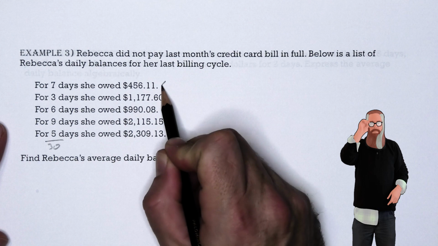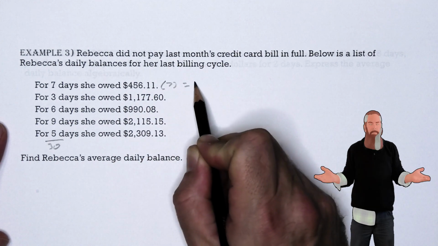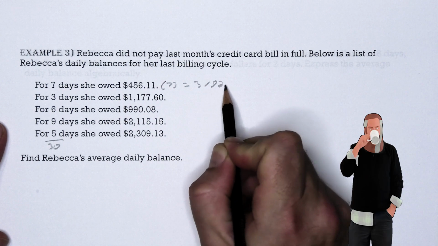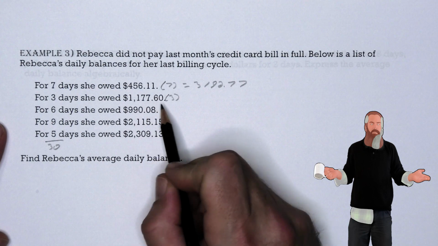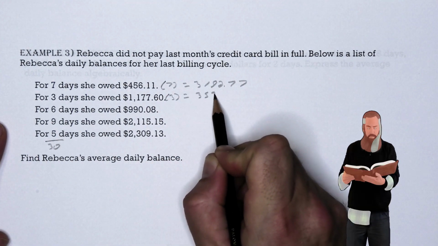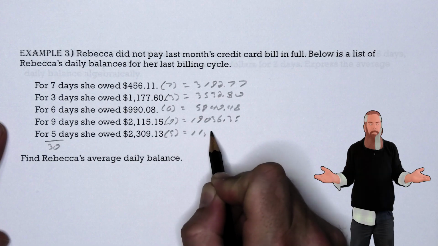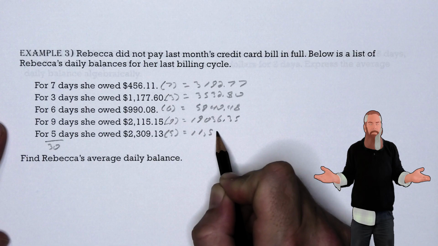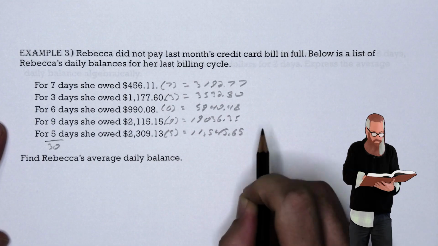With 7 of those days owing $456.11, then we get $3,192.77. 3 days owing $1,177.60 gives us $3,532.80. We do this for every single one of the entries where we multiply the balance that was owed by the number of days it was owed.